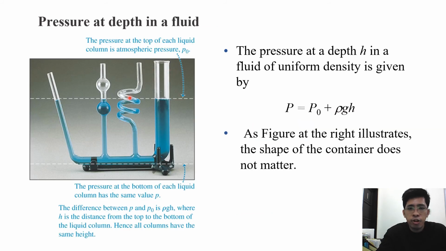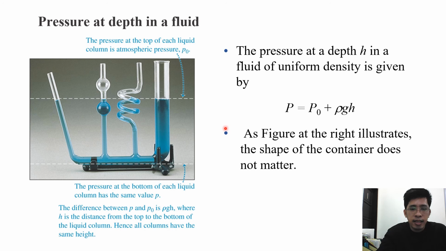The figure here is what we call Pascal's vases. Pascal's vases have different shapes, but as you can see, if you pour some liquid into these vases, the water level in each of them is at the same height h. This is because the pressure at the top of each fluid column is the atmospheric pressure. You have the same atmospheric pressure here, here, and also here.